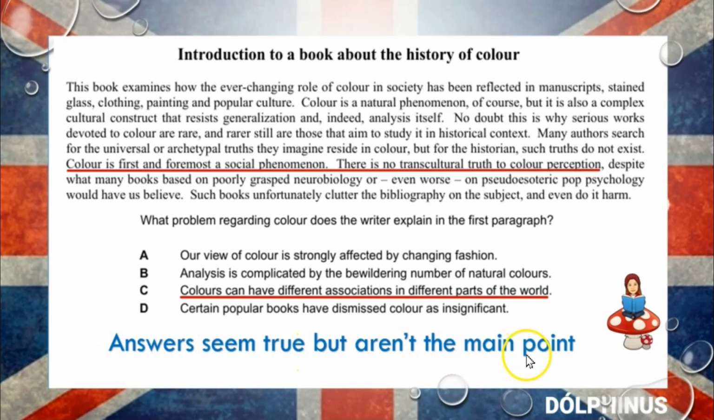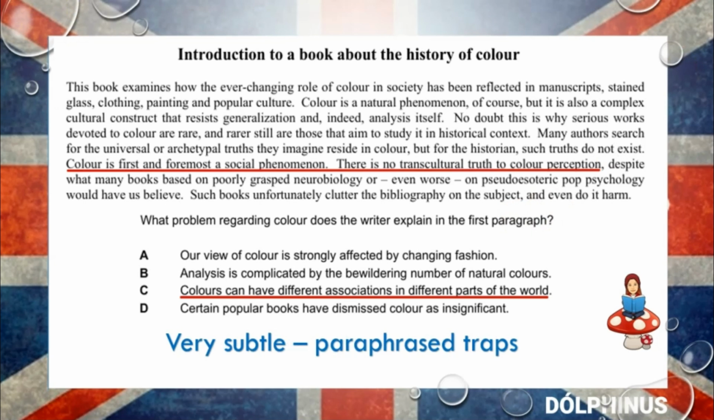Answers seem true but aren't the main point, because in the multiple choice they might contain information that is based on the text, but they don't directly answer the question being asked. In this case, what problem regarding color does the writer explain in the first paragraph? Be careful with the paraphrase trap, as in the multiple choice, an idea is changed from the original text. It doesn't copy it exactly, but says something very similar. But the trap is so tiny that it is easy to be tricked, and if you're not careful, you fall into it. They use similar words but wrong meaning, which creates confusion and misunderstanding. For example, effect, affect, complement, compliment.